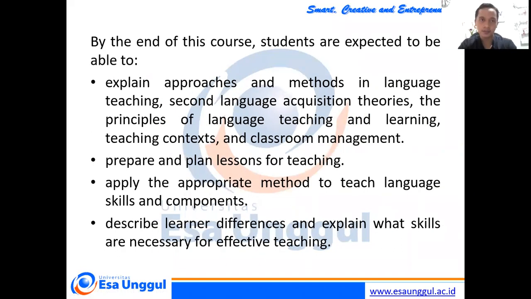My expectations in this course are, first, you're able to explain approaches and methods in language teaching, second language acquisition theories, the principles of language teaching and learning, teaching context, and classroom management. Prepare lessons for teaching, able to apply the appropriate method to teach language skills and components, and able to describe learner differences and explain what skills are necessary for effective teaching.